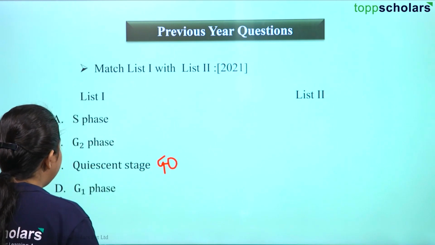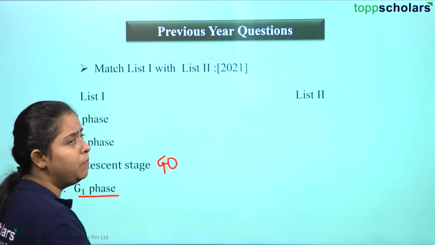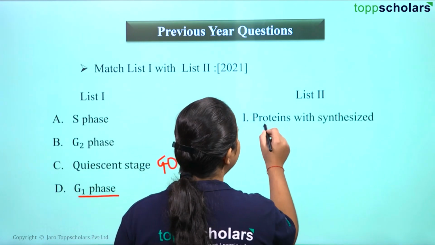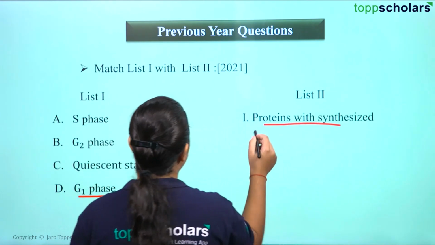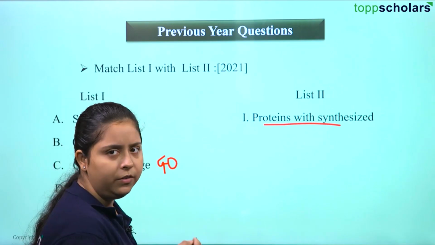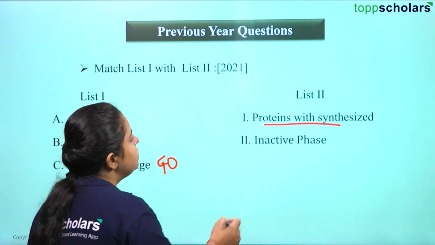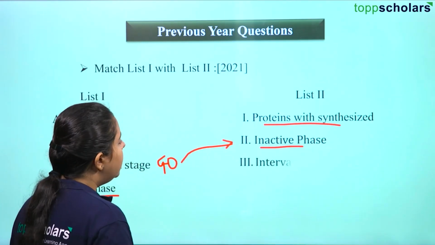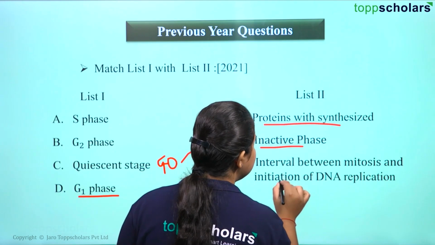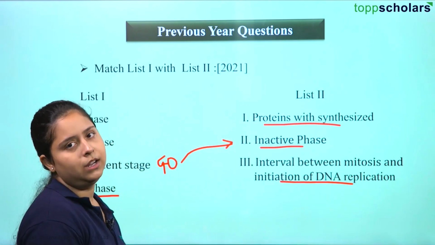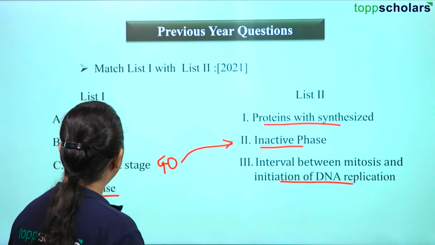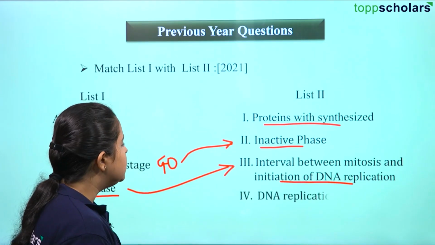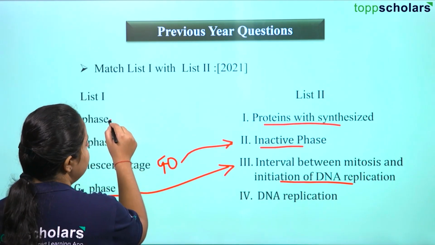Let's go for the fourth entry, which is G1 phase. This is the gap 1 phase. Let us go for the entries in list 2. Over here, proteins are being synthesized. So we will go for G2 phase. We have just seen. Second entry is for inactive phase. This is G0. We have just seen. Third entry is for interval between mitosis and initiation of DNA replication. Again, this thing is repeated. So this one is for G1 phase. Last entry is for DNA replication and we have S phase for that.